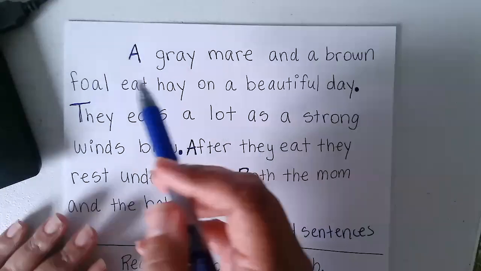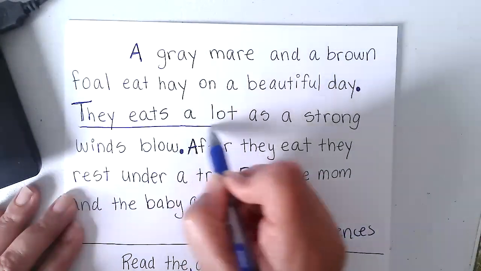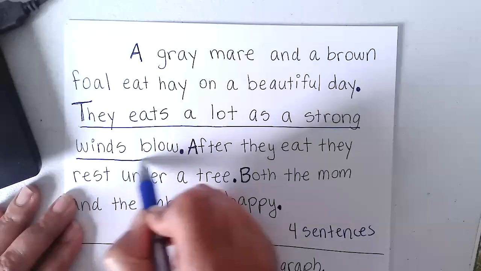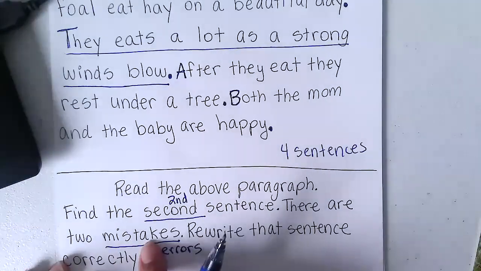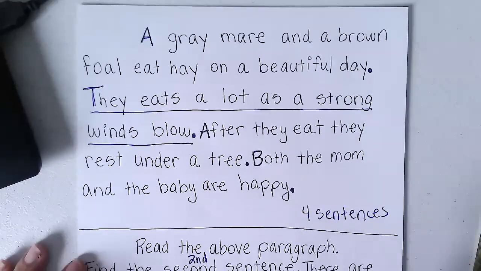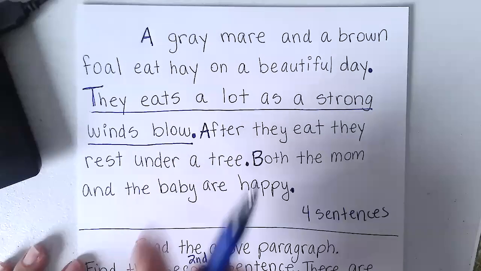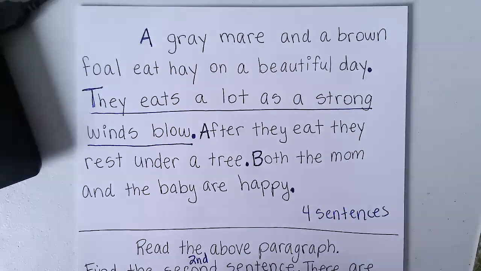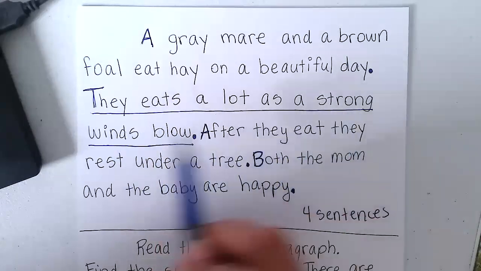So it says find the second sentence. So here's the end of the first. So this would be the second sentence. And the instructions say that there are 2 mistakes. 2 things don't sound well. So you are going to rewrite this sentence correctly. I'm going to read it one more time before I ask you to rewrite it. They eats a lot as a strong winds blow.